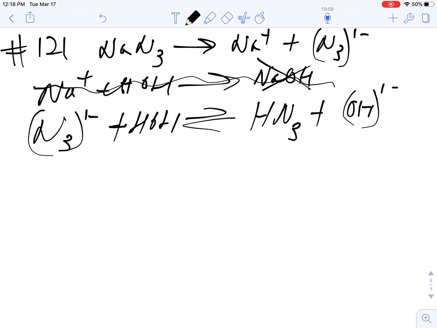So our solution is going to be basic. It's basic one of two ways. You could look at it as we're producing OH here, or the quick and down and dirty way is like, oh, that's a strong base. But technically, this is not happening. This is where the OH comes from. So we do our ice table.